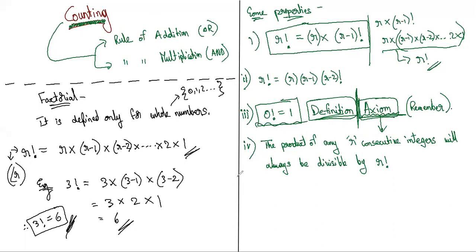Okay, let us start with a simple example and then we'll go to the proof. Tell me a number. Give me a small number. Sir, 3. Okay. So 3 factorial. What is the value of 3 factorial? Sir, 6.